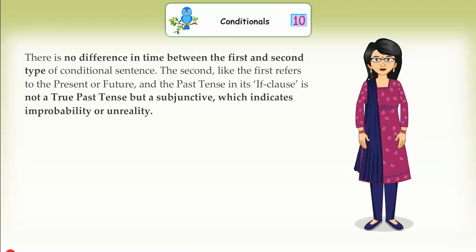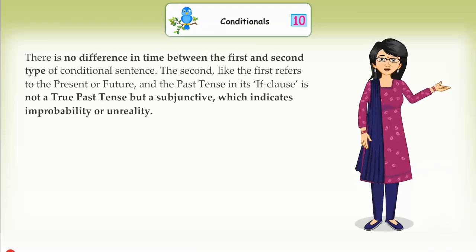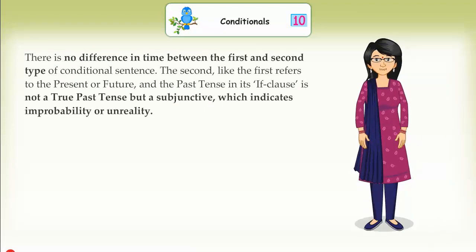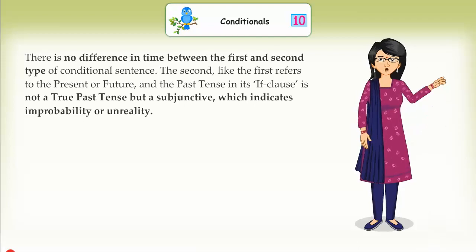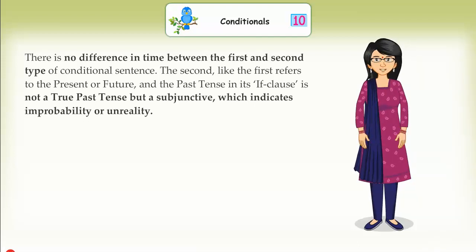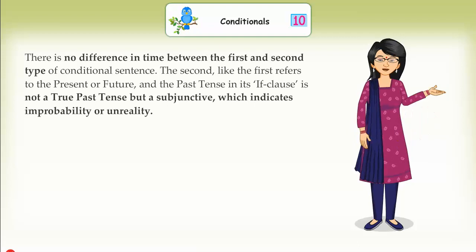There is no difference in time between the first and second type of conditional sentence. The second, like the first, refers to the present or future, and the past tense in its if clause is not a true past tense but a subjunctive which indicates improbability or unreality.